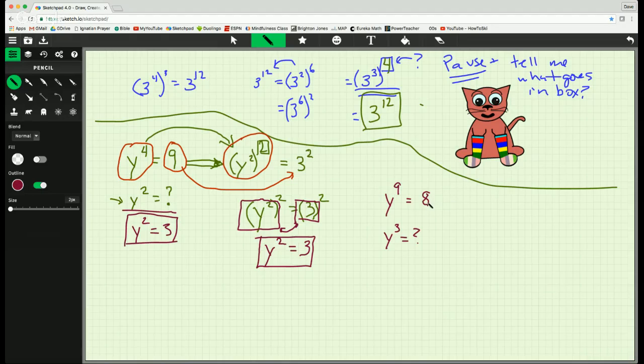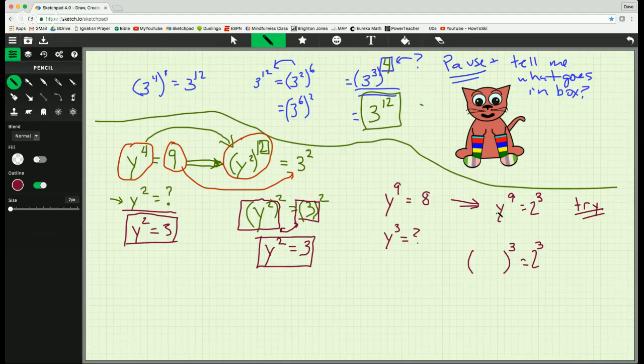So the problem here is we're going to want to make this 8 look like something to a power, and we're going to want to make this match the thing on the left. So we know that 8, so we can say here y to the 9th is equal to 2 to the 3rd. Now you try to take this problem and make it look like this problem on the left. So in other words, I'm going to try and make this look like something to the 3rd power equals 2 cubed.